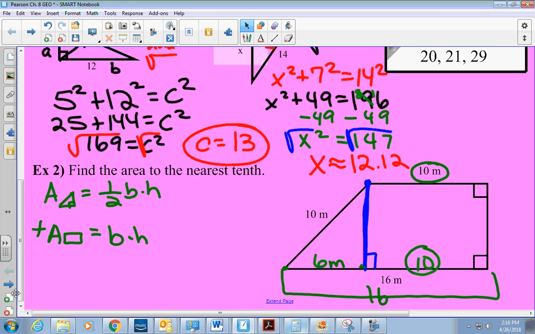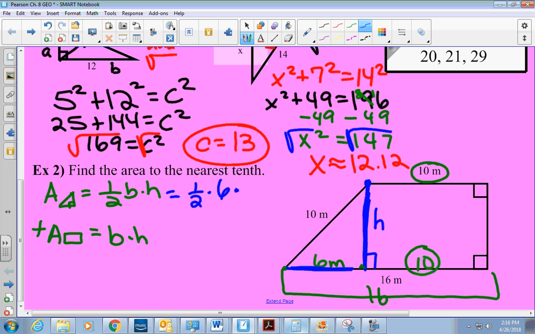Okay. So the area of this little triangle, it would be nice. Here's the base. The base is 6. Thank you, Joe, for telling us. But we don't know the height.